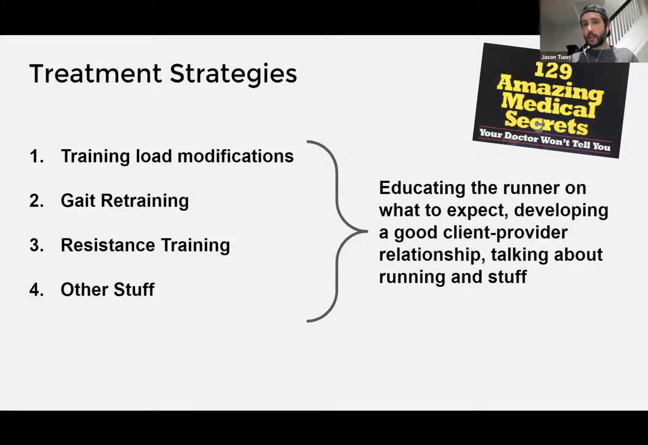We've got to develop a good client-provider relationship, or therapeutic alliance as it's called in medicine. Honestly, the stuff that I have over here, that's probably 50% of why the patient gets better. The other stuff, like resistance training, gait retraining, and training modifications, you can't do unless you develop a good relationship with somebody. So that's really of most importance in all medicine, not just in a particular case like this.